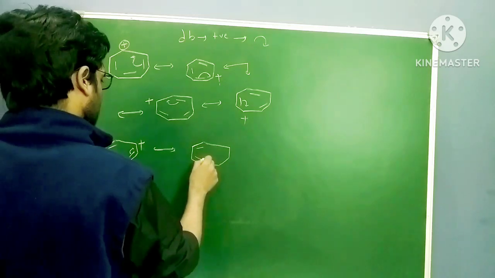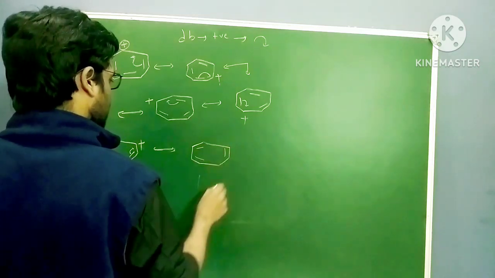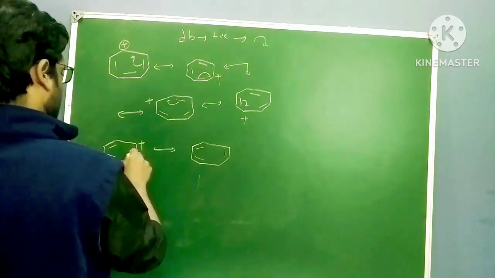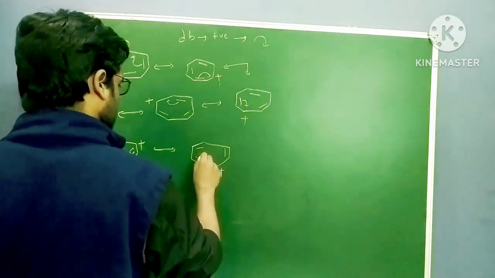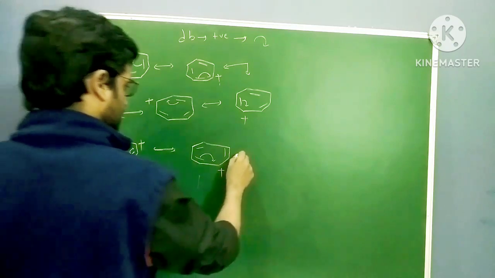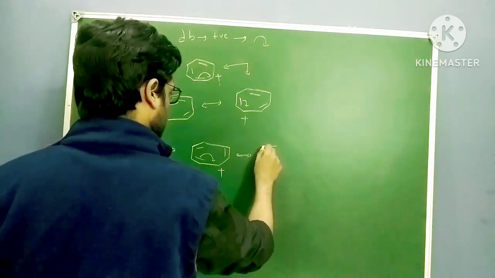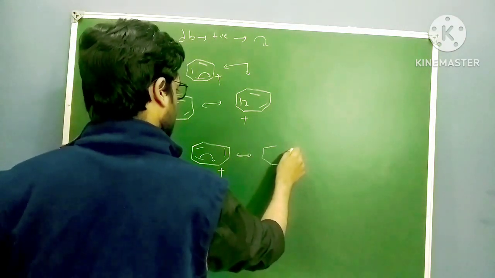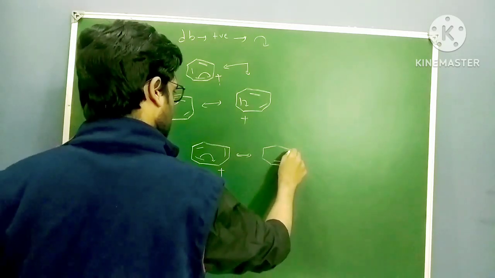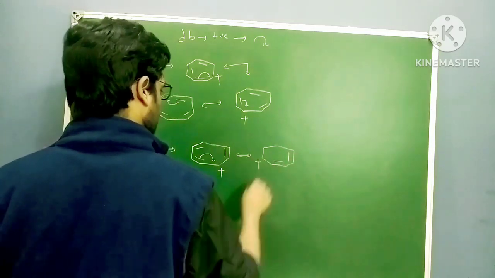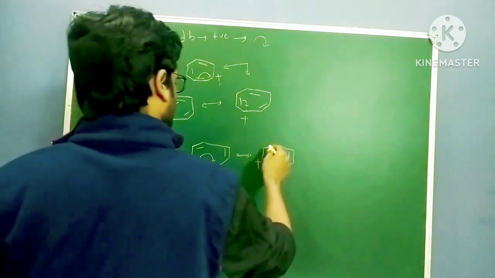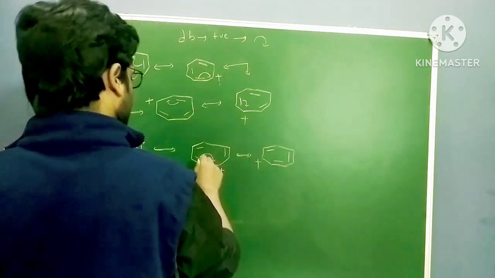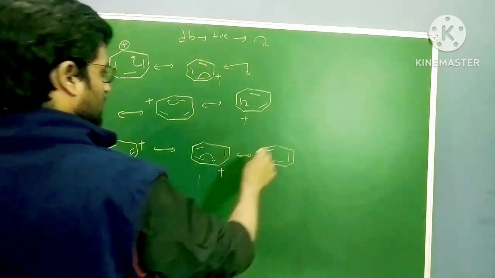Double bond, here there is a double bond. Now positive charge is here, again clockwise, again clockwise, here double bond, here positive, here double bond, right? Okay, so this is clockwise.